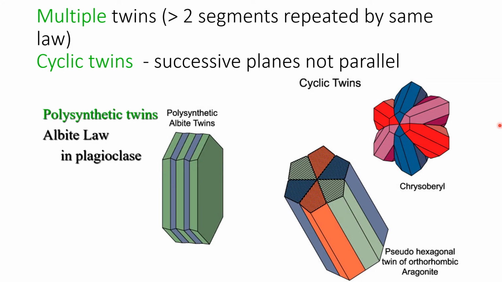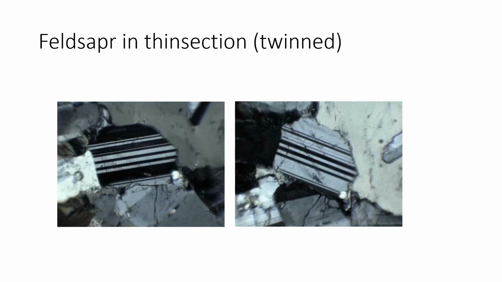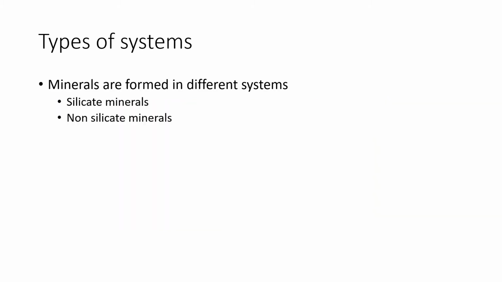Okay, and then we have polysynthetic twins, which we call the albite law in plagioclase, where you have them forming almost in layers. And this is what that looks like in thin section. And it's cool because when we rotate it, different parts of the mineral will light up, which shows us the type of twinning.